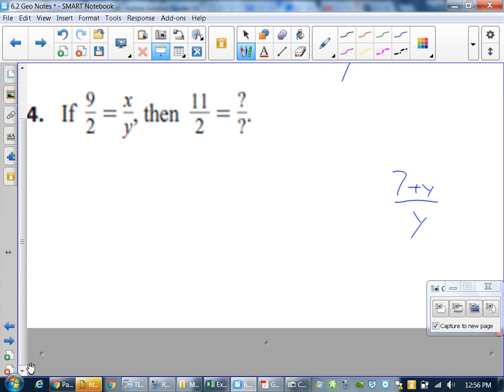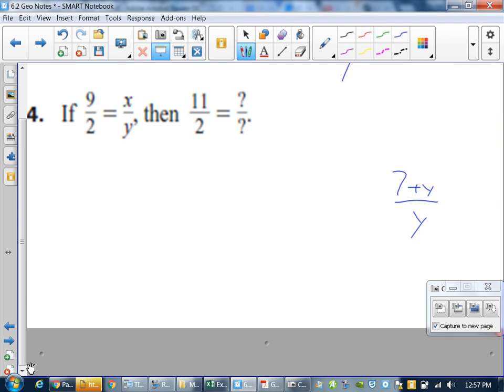What'd they do there? Do you have to show that you did that? Could you figure out that that's what they did? So if the numerator changes but the denominator doesn't, what's 9 plus 2? Okay, so what's the other one going to have to be? x plus y over y. That's all it is.